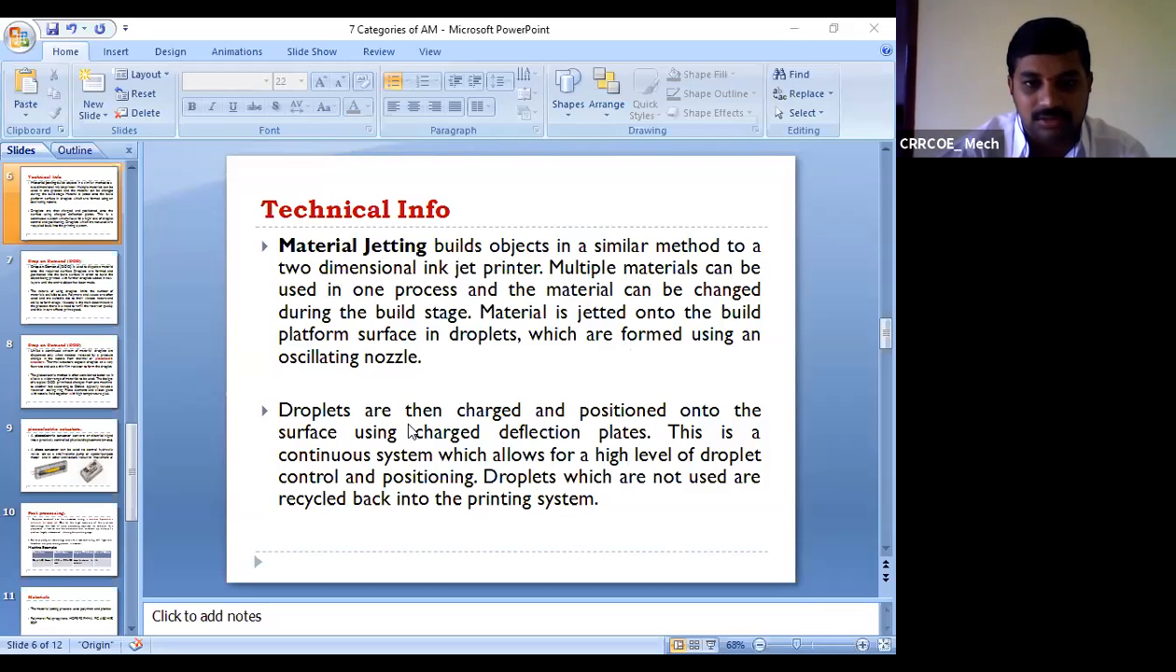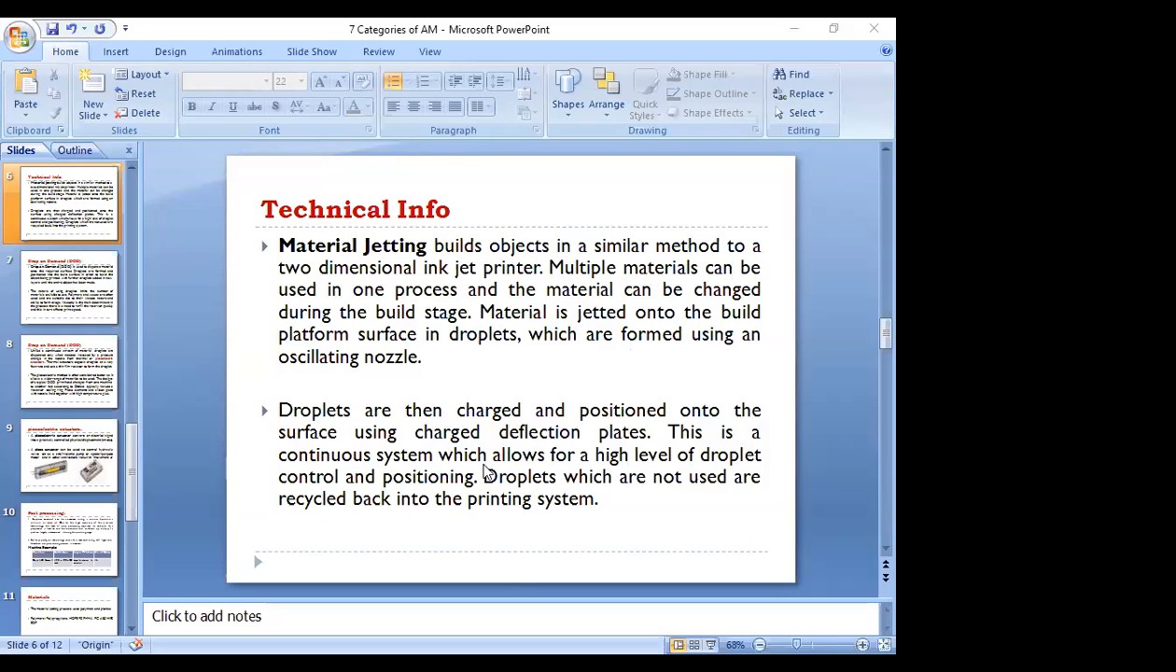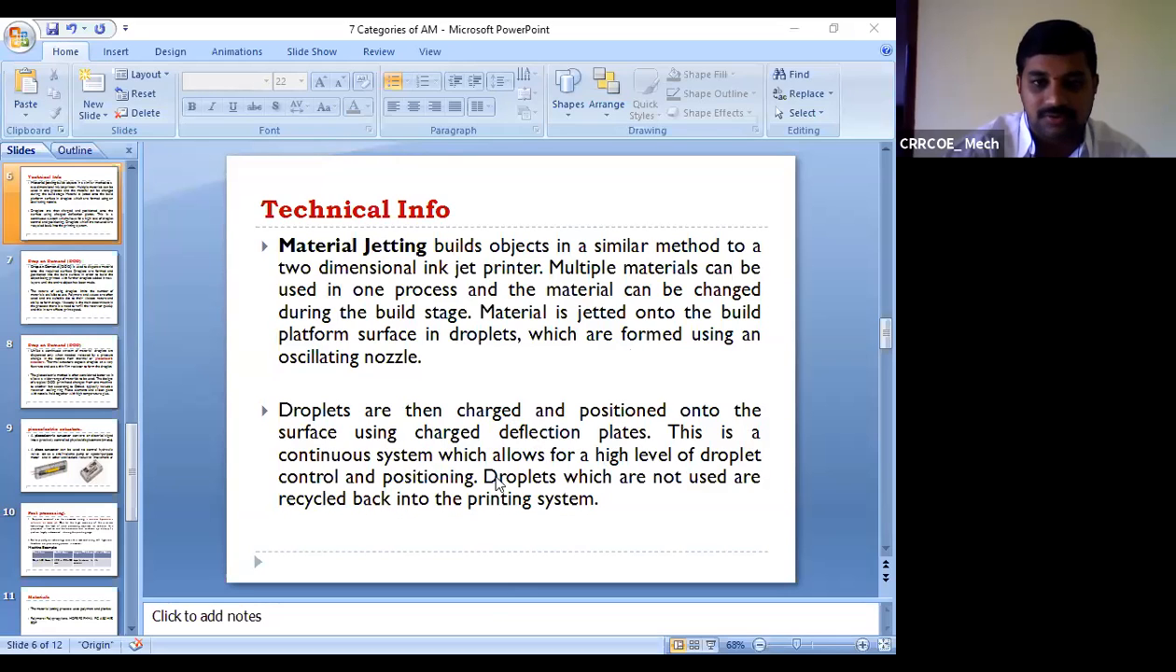Droplets are then charged and positioned onto the surface using charged deflection plates. These are the deflection plates we are going to use here for the positioning. This is the continuous system, which allows a high level of droplet control. Droplets which are not used are recycled back into the printing system.